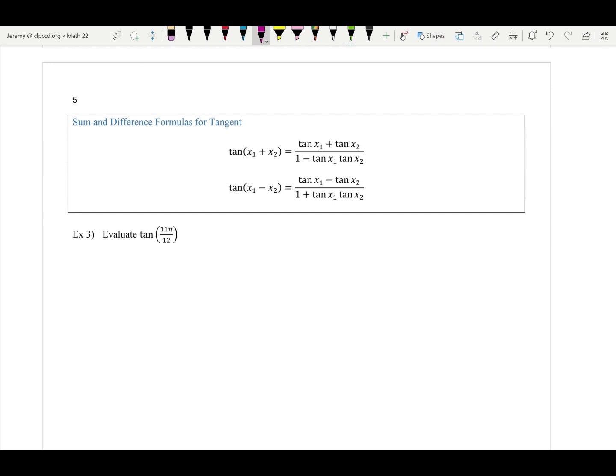Here are 2 sum and difference formulas for the tangent function. So tangent of x1 plus x2 is tangent x1 plus tangent x2 over 1 minus tangent x1 times tangent x2. And the difference formula, very similar. We're just switching this to subtraction and this to addition. Okay, so the signs in the numerator will match for each of these.